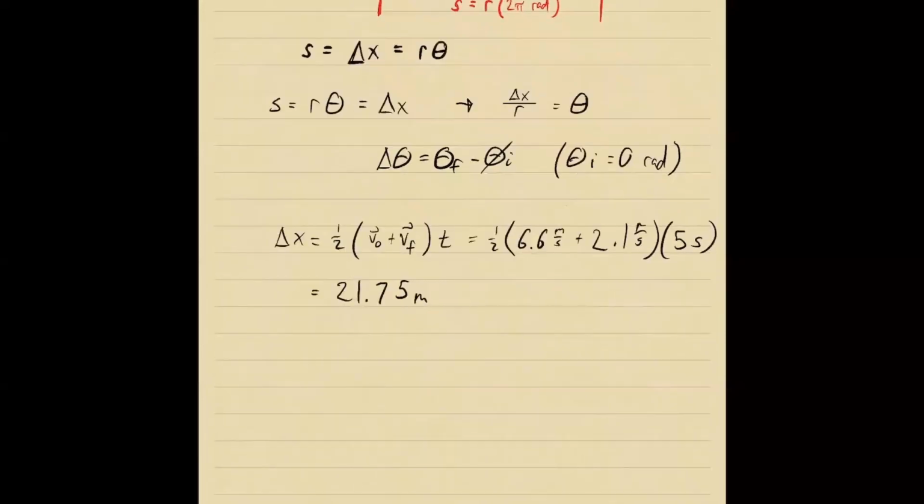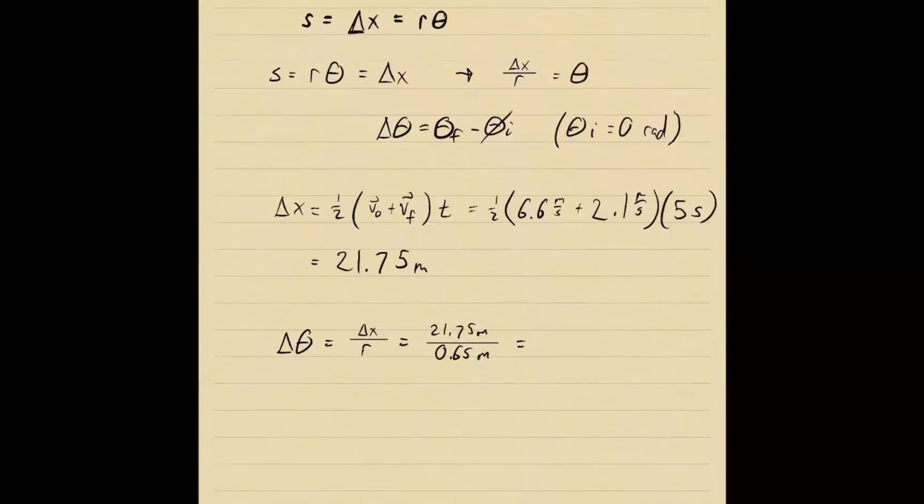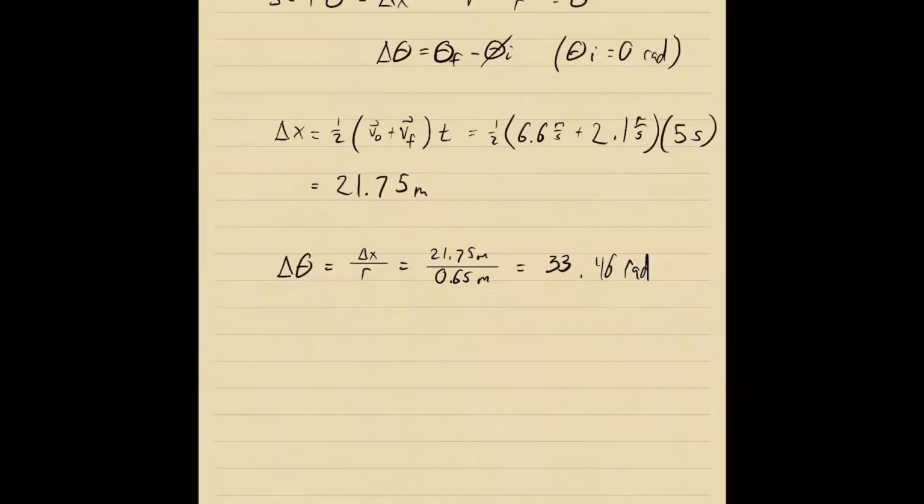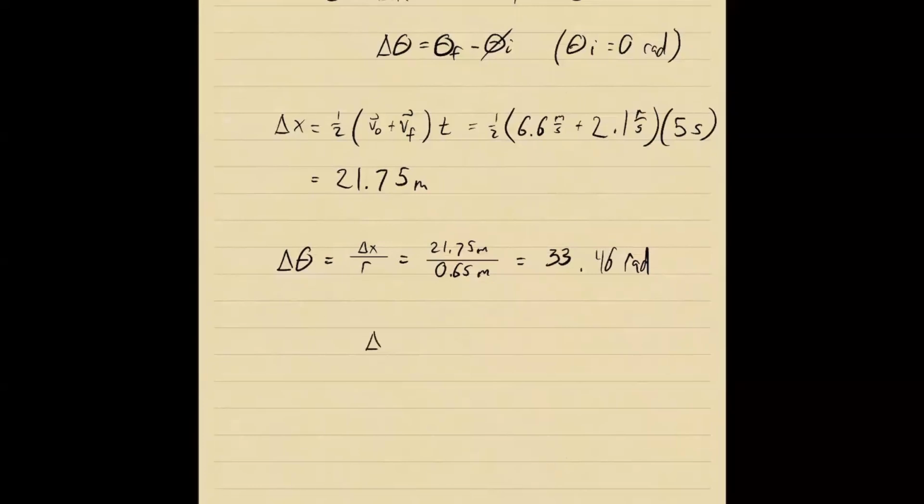Okay. So now looking back, we know that our angular displacement for each wheel is going to be equal to our displacement divided by the radius of the tire. So it's going to be 21.75 meters, right, divided by the radius of the tire, which is 0.65 meters. And this gives us an angular displacement of 33.46 radians. So each wheel, upon moving this distance, undergoes an angular displacement of 33.46 radians.